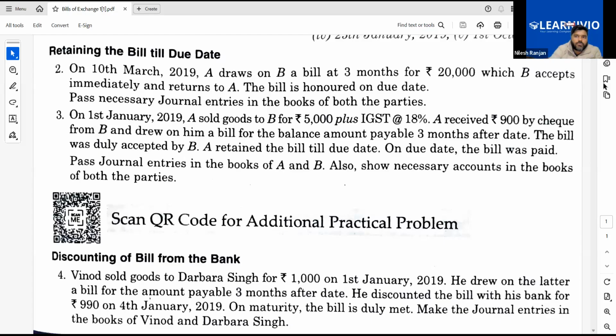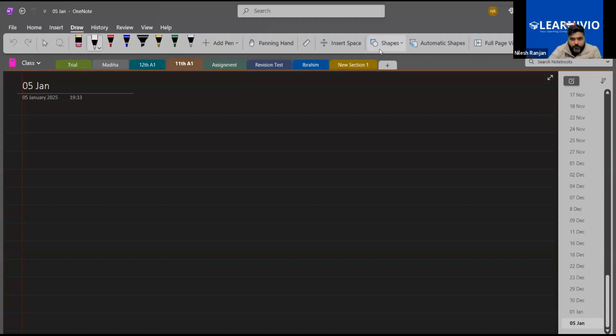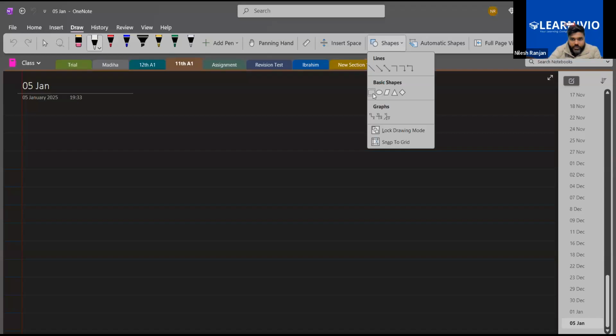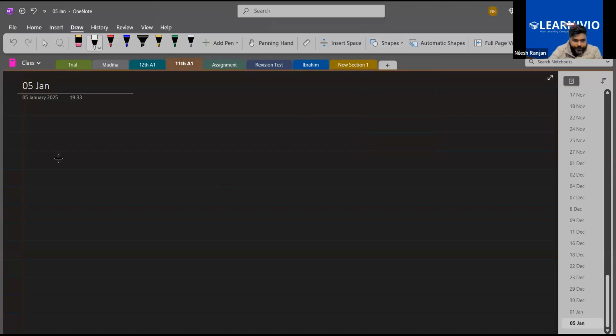So, first of all, can you tell me which case is this? Sir, this is case one. Case one, yes. Means the bill is retained up to the due date. So the drawer is keeping the bill up to the due or maturity date. So we have to pass the journal entry. So I have to prepare the format.